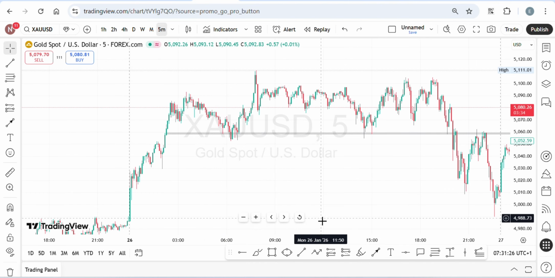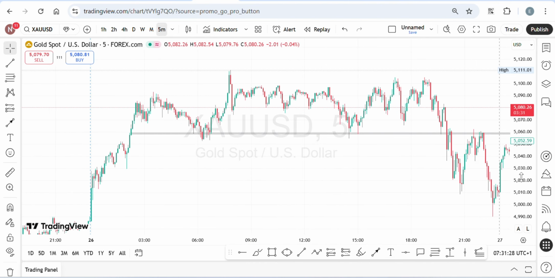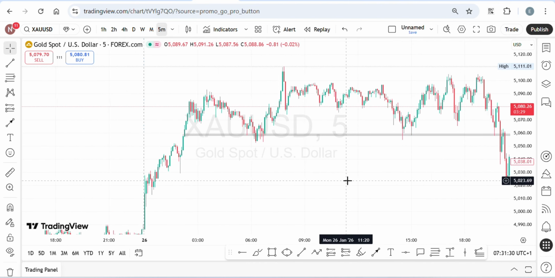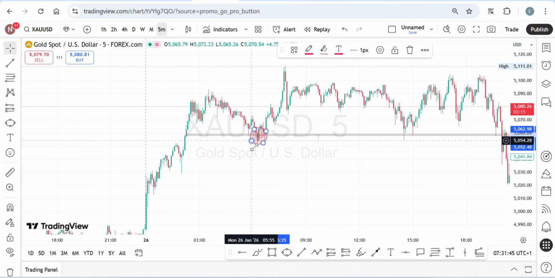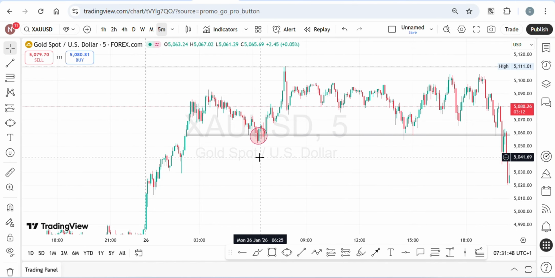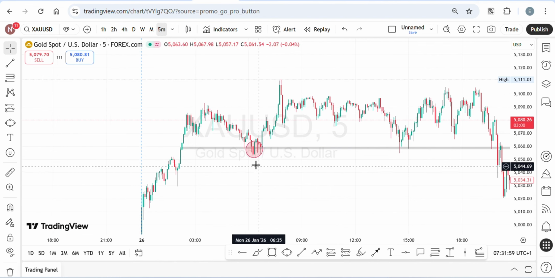Now, looking at this price action, you can see this level here. This level here happened at the start of New York. This level here happened in the early London session.